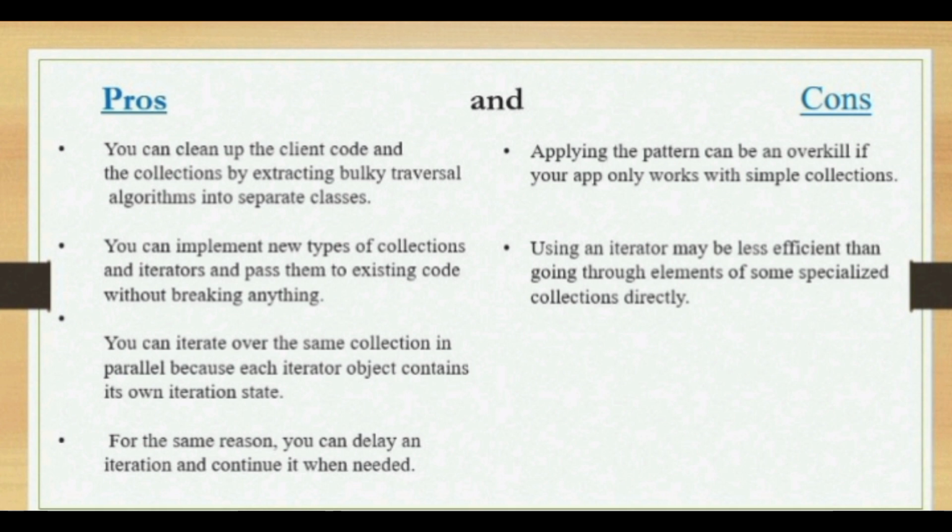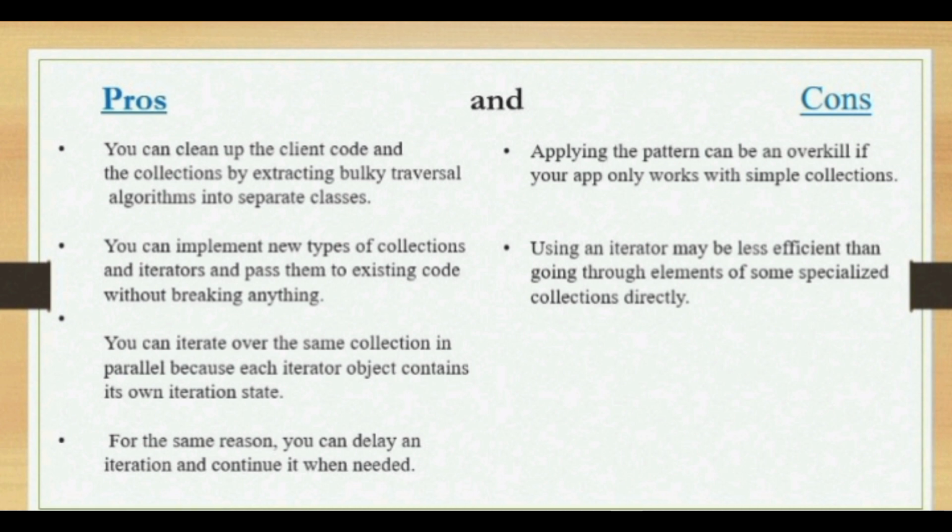The fifth point is you can clean up the client code and the collections by extracting bulky traversal algorithms into separate classes. So how can we clean up the client code? This is done by extracting bulky traversal algorithms into separate classes, so we have to make separate classes for this. The next point is you can implement new types of collections and iterators and pass them to existing code without breaking anything. As we talked about before, we can very easily edit and change the code, adding code, without making significant changes to the code or breaking the lines of code.